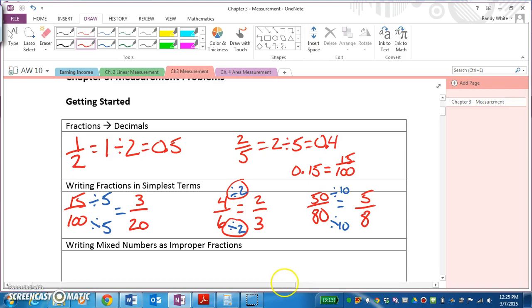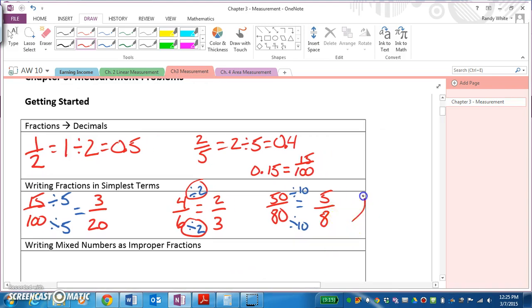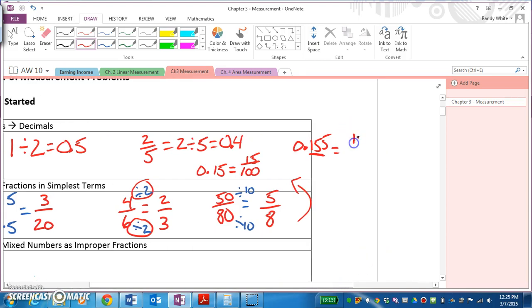Okay? Let's just go back up here for a second and talk about going from a decimal to a fraction. So if I've got that 0.155 I was talking about, there's 3 numbers after the decimal. So that means I'm going to put it over 1,000. And then I will try to simplify it after that.